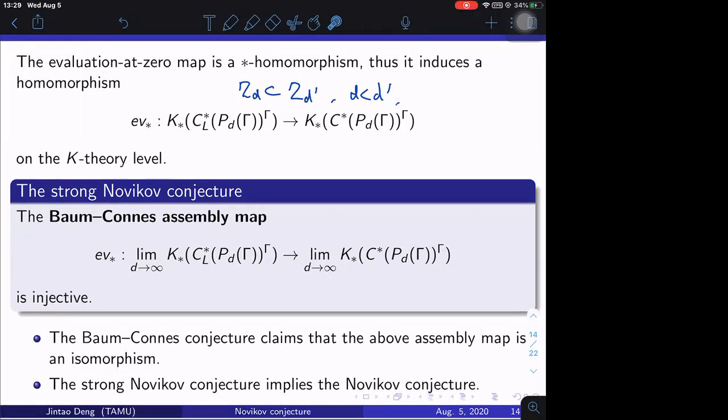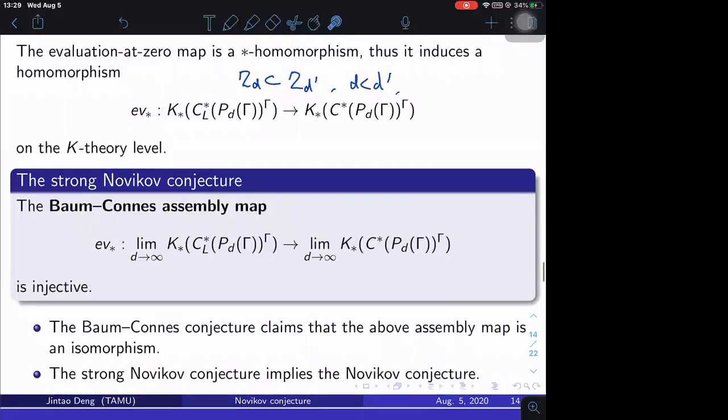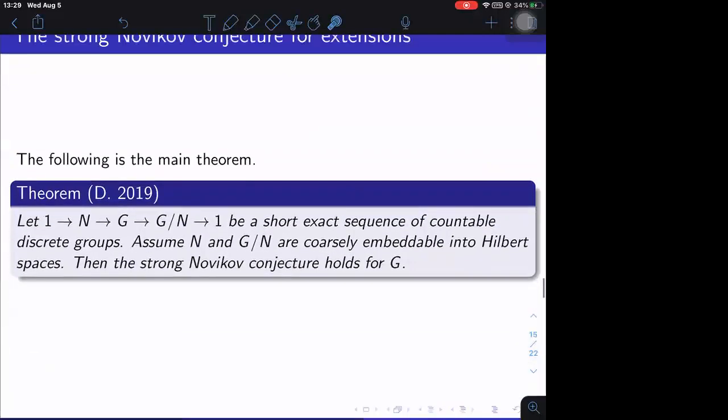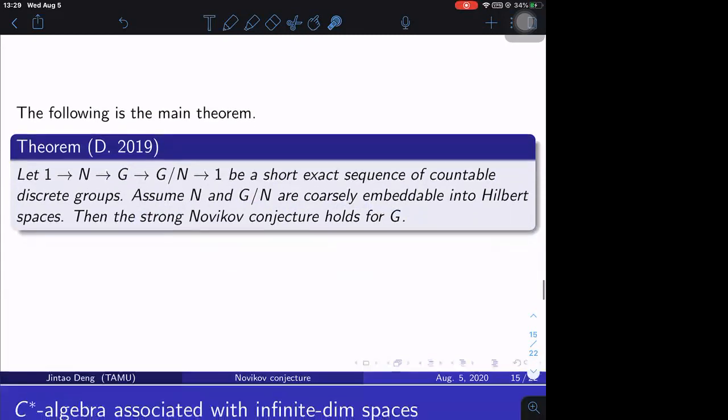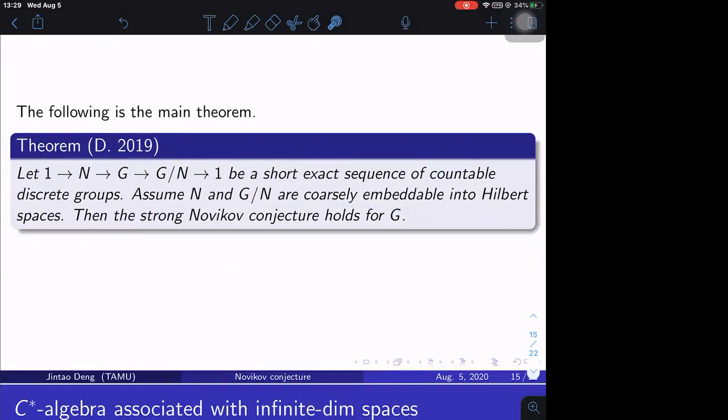The strong Novikov conjecture implies the Novikov conjecture. So in my talk, we just focus on the strong Novikov conjecture. If we can prove that for a given short exact sequence of countable discrete groups, assuming the normal subgroup and quotient group are coarsely embeddable into Hilbert space, then the strong Novikov conjecture holds for G. And then as a result, the Novikov conjecture holds for G.